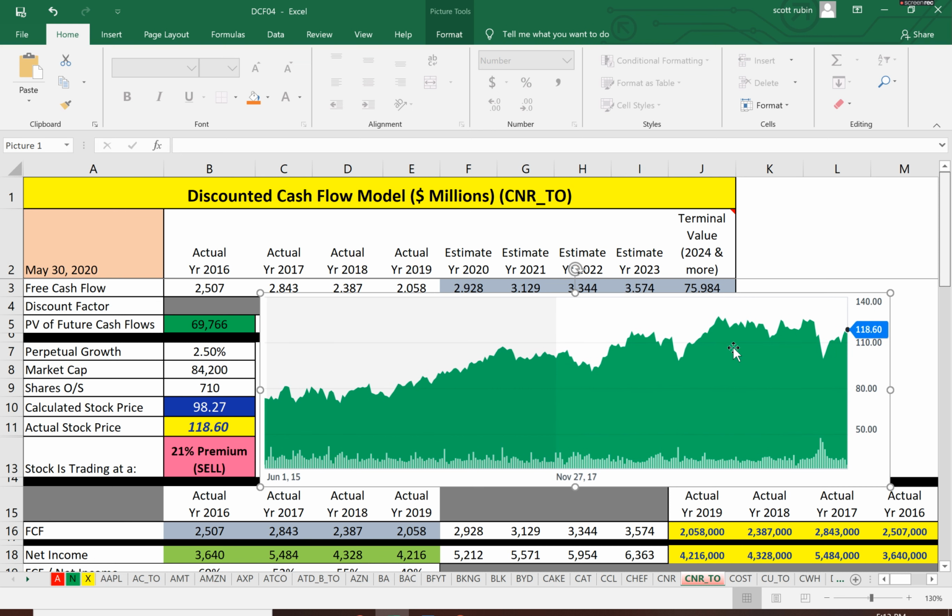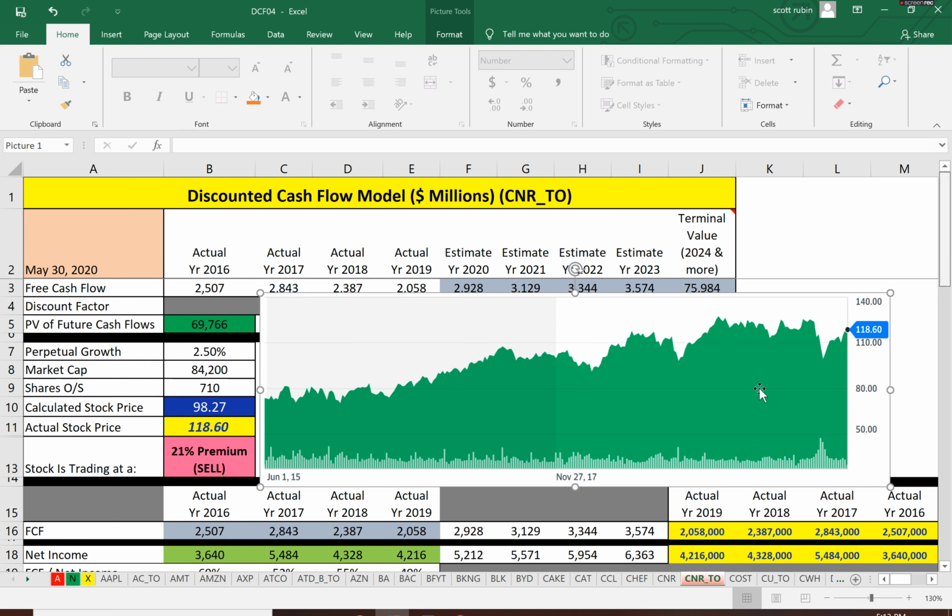Let's see where it was trading at the past few years. So was it ever trading at 98? I guess maybe a year ago it was, but it's really close to intrinsic value, because a stock can trade well above or below intrinsic value. It's just really supply and demand of the market.